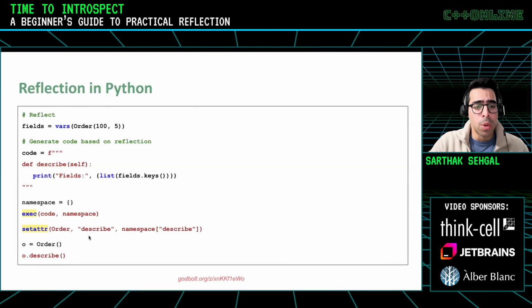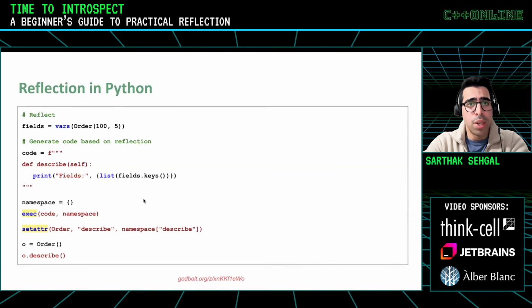And then I'm setting an attribute in my order class. I'm calling it describe, and this attribute is going to be the method that I just executed. So when I call o.describe, it's now going to invoke the method that was initially a string, and it's ultimately going to print price and quantity, the keys of the fields. This is very interesting, as now we can execute code at runtime. And again, if the string were a runtime string, this is something that C++ would not support.